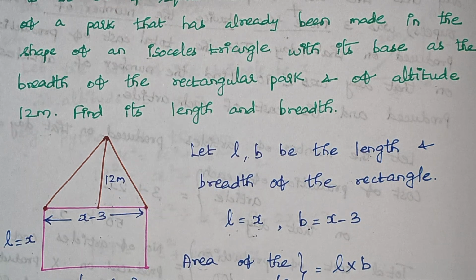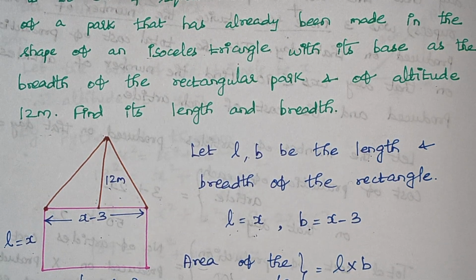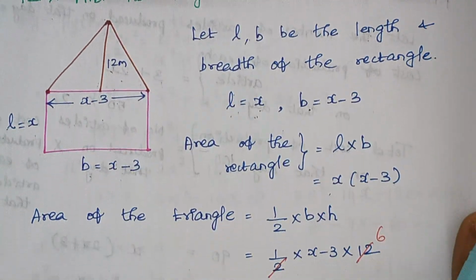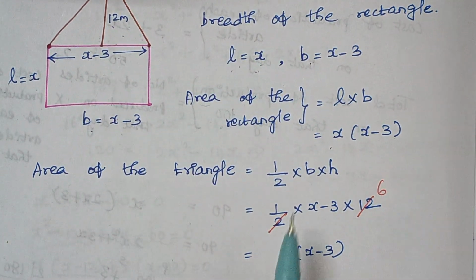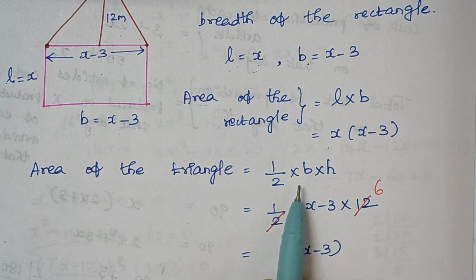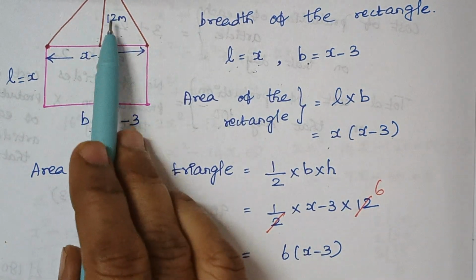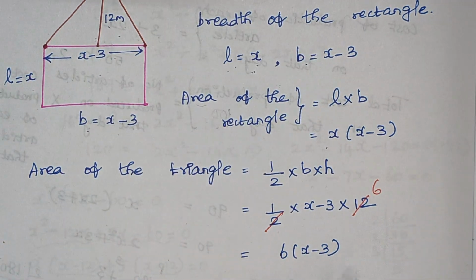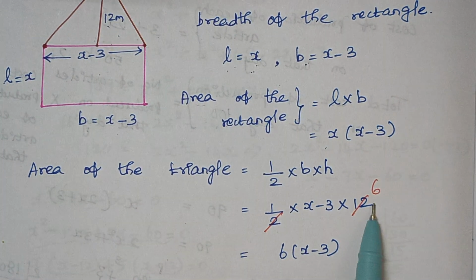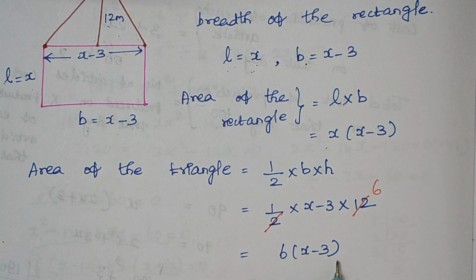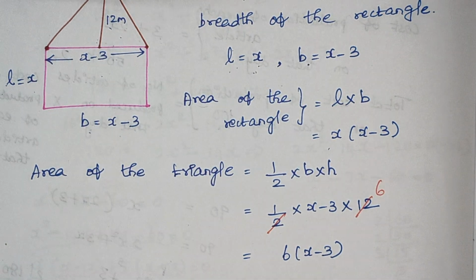So next we proceed with the area of the triangle. The area of the triangle is given by half BH. So half into what is the value of B? It is x minus 3, and what is H? It is 12. So finally 2 and 12 get cancelled and we have 6 into x minus 3. So this is the area of the triangle.